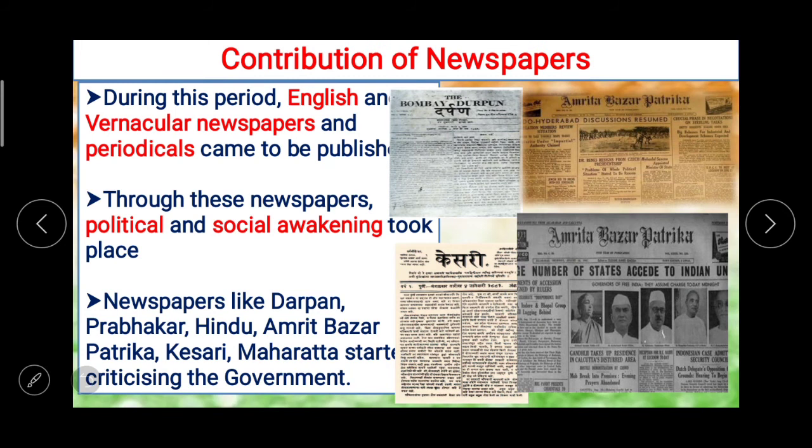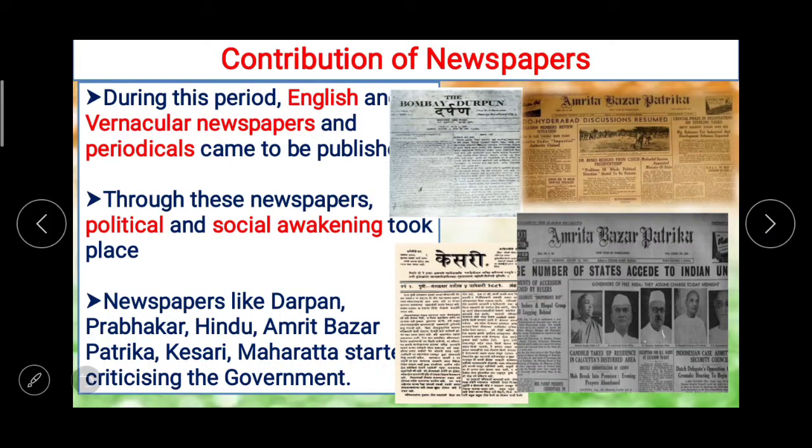Next point, contribution of newspapers, always very important because it is the fourth pillar of democracy, as we say. But during the period of modern India, or we can say during British government rule, newspapers played a very important role in awakening the people. During this period, English and vernacular newspapers and periodicals came to be published. Through these newspapers, political and social awakening took place.